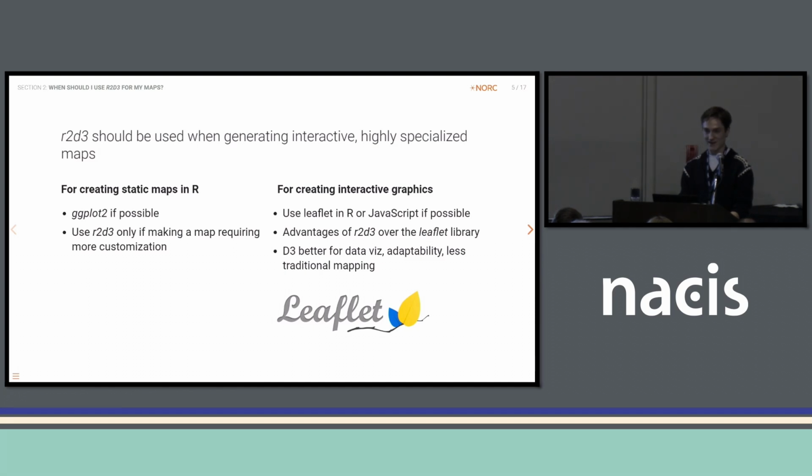To quickly compare D3 and Leaflet, D3 is really adaptable, where Leaflet is more specialized for traditional mapping. So Leaflet takes advantage of things like base maps, pop-ups, and tooltips, and D3 is much more data-driven. So you're looking at things like choropleth and heat maps as more of the advantage there.